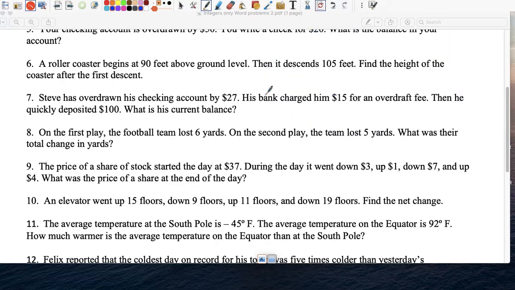Stephen has overdrawn his checking account. Again, another banking account. Overdrawn his account. Again, he used more than he had. So let's represent that. It's negative 27. Then the bank charged him $15 for an overdraft fee.